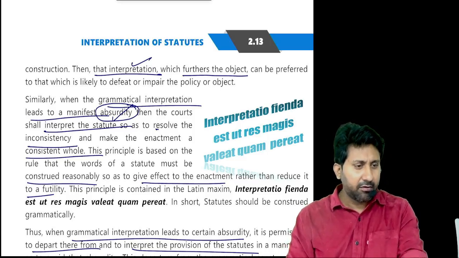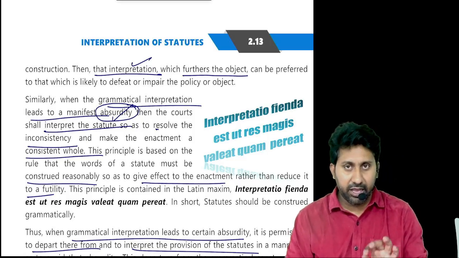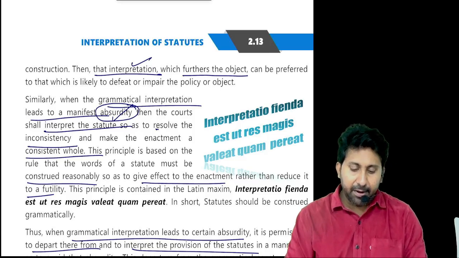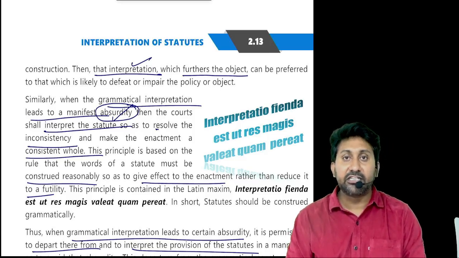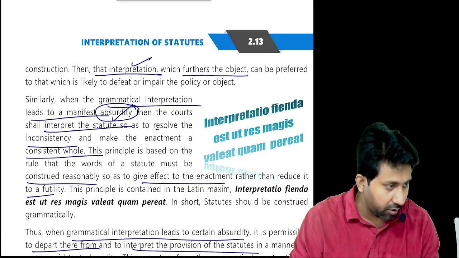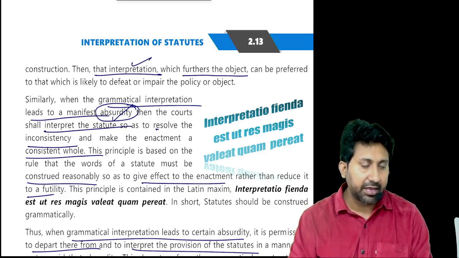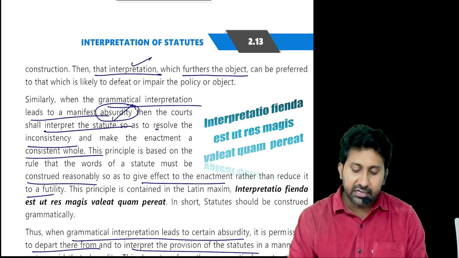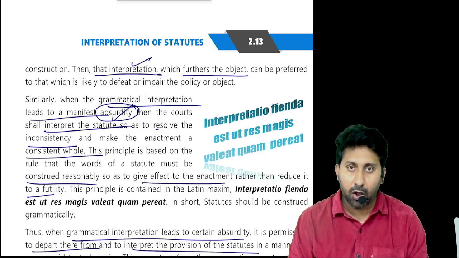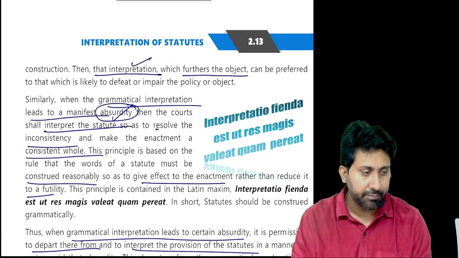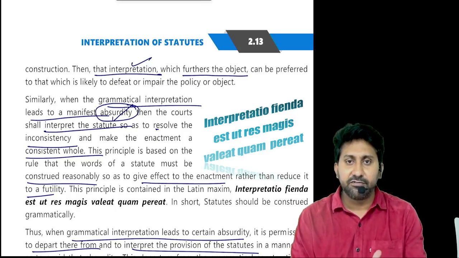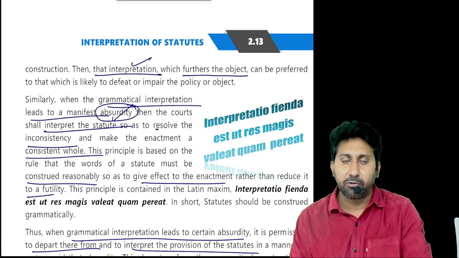Point number 3 or 4, whatever the case may be. That means when the grammatical interpretation leads to absurdity, underline that, leading to absurdity. You have to write that word in the exam. When the grammatical interpretation leads to absurdity or inconsistency, absurdity also called inconsistency. Inconsistent with what? Inconsistent with the meaning of the provision.